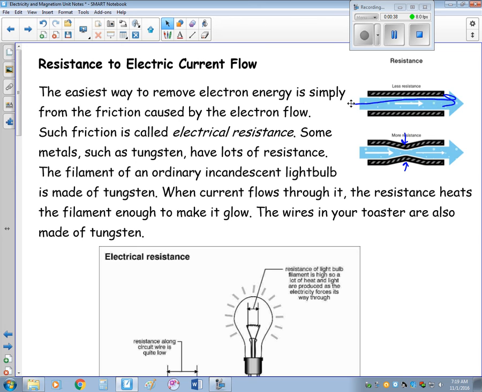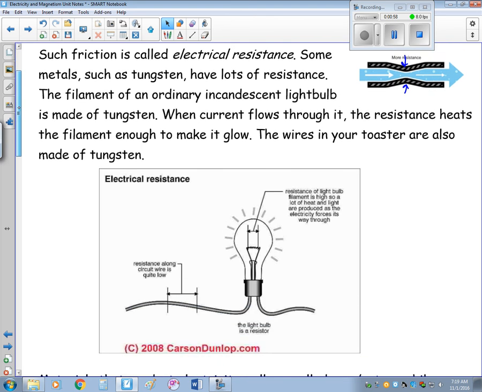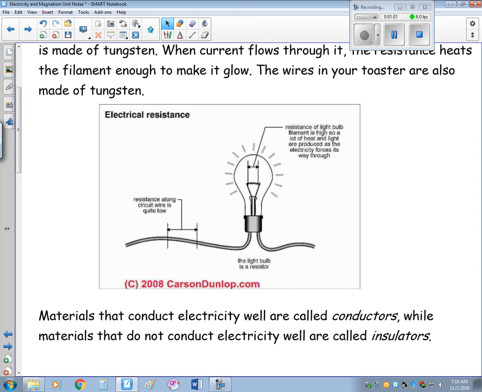Some metals, such as tungsten, have a lot of resistance. The filament of an ordinary incandescent light bulb is made of tungsten. So when current flows through it, the resistance heats up the filament enough to make it glow. The wires in your toaster are also made of tungsten. The wires in your oven are made of tungsten. So as electricity flows through that tungsten, the friction causes it to get really hot, and the heat gets to a certain point where it begins to radiate or glow.